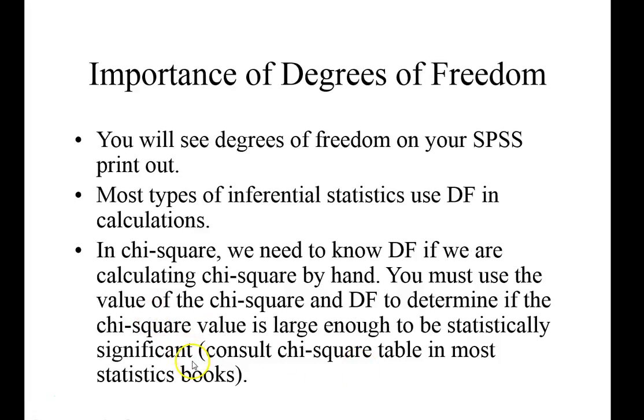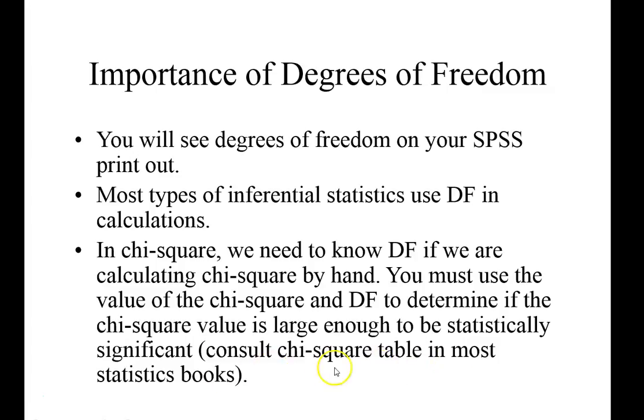So the importance of the degrees of freedom. As I said, you will see degrees of freedom on your SPSS printout. Most types of inferential statistics use degrees of freedom. Remember, inferential statistics is using statistics to predict an outcome in the future. So in chi-square, we need to know the degrees of freedom if we are calculating it by hand, and you must use the value of chi-square and degrees of freedom to determine if this chi-square value is large enough to be statistically significant. That's where that table comes in.